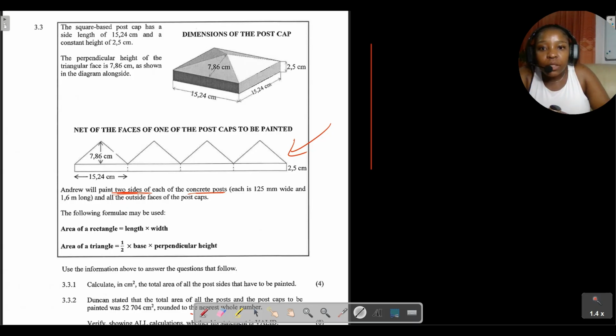I'm just going to draw it here. So this is our concrete post. We were told that it's 1.25 millimeters wide and the length is 1.6 meters. So that's the length there. That's the length.